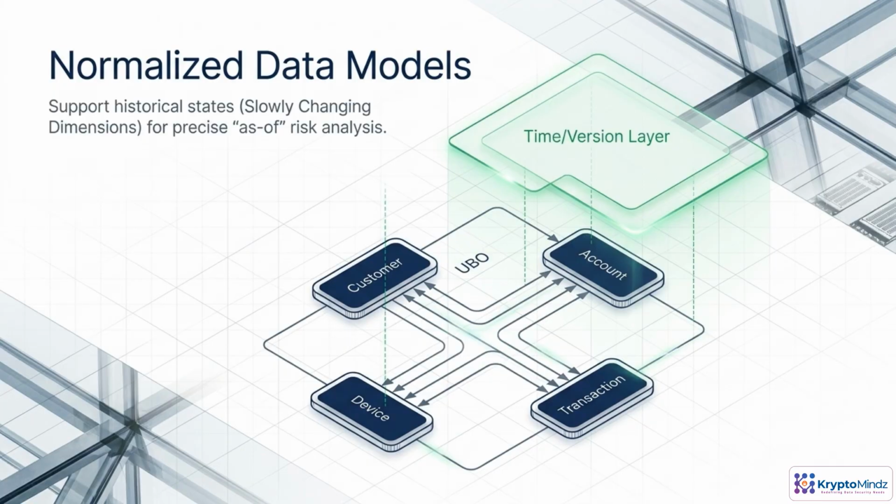For eKYC and AML, normalized data models let you answer, what did we know about whom at this exact point in time? Instead of one big customer blob, you separate customers, accounts, devices, transactions, and UBO relationships into clean entities, then add a time or version layer. With slowly changing dimensions, you never overwrite history. You accumulate states. That's essential for as-of risk scoring, reconstructing investigations, and defending your decisions to regulators years later.